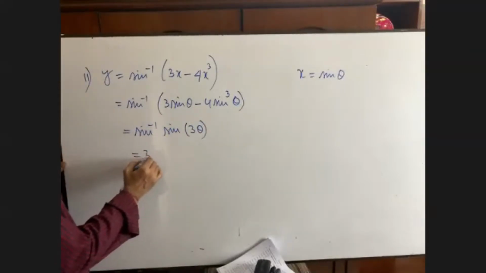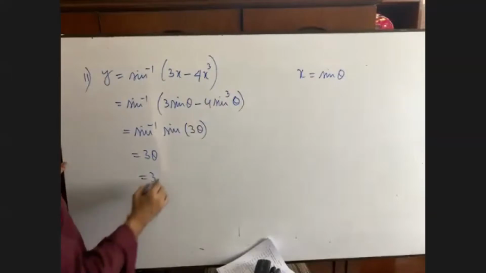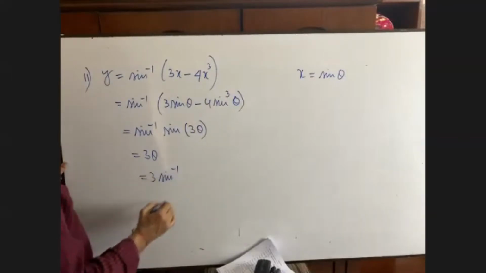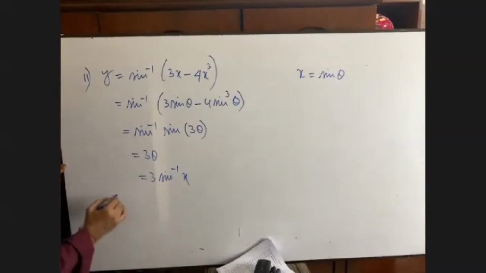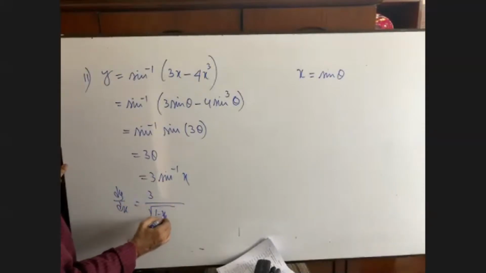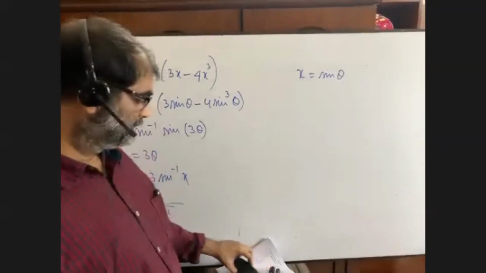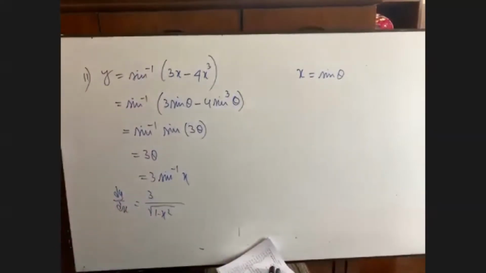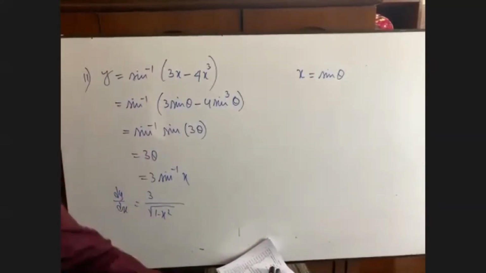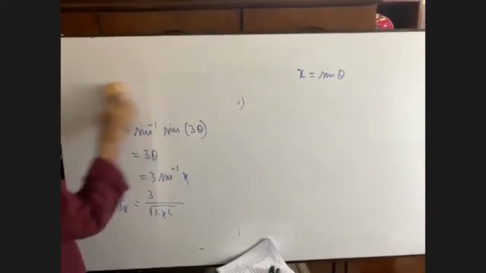Equals what? 3 theta. What is the value of theta from here? Theta equals sine inverse x. So dy by dx is equal to 3 by root over 1 minus x square. Talk to me. Yes, sir. Okay. Now going to question number 3.